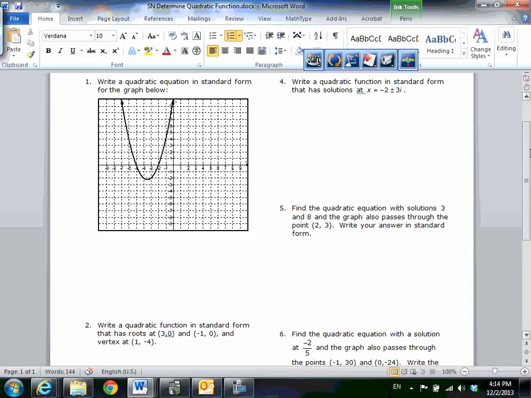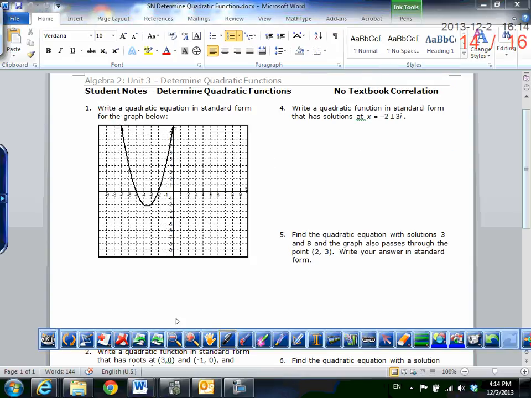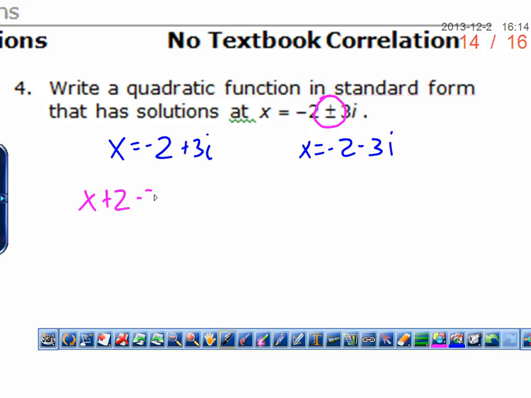Let's do number 4. Got a little eye action here. So if we write this out, I get x equals -2 plus 3i and x equals -2 minus 3i. The reason why I got 2 is because of the plus or minus. Then if I move that all over, I get x plus 2 minus 3i and x plus 2 plus 3i. Sorry, not x equals over here. My bad. Okay, that'll make sense.